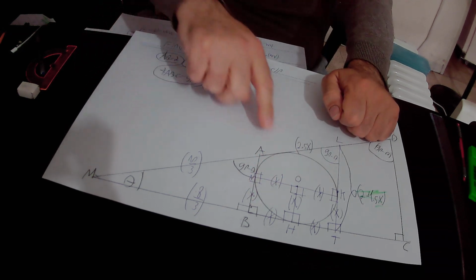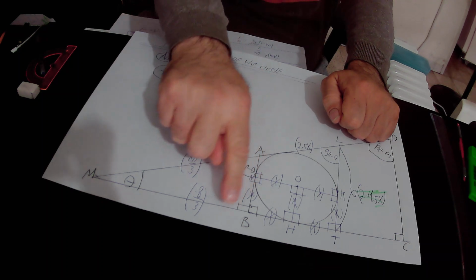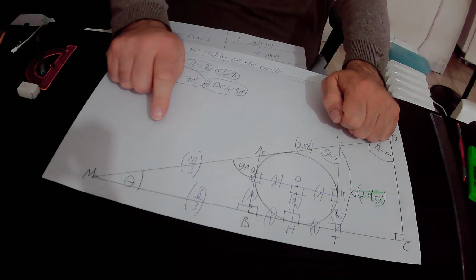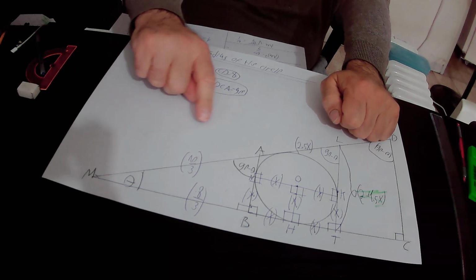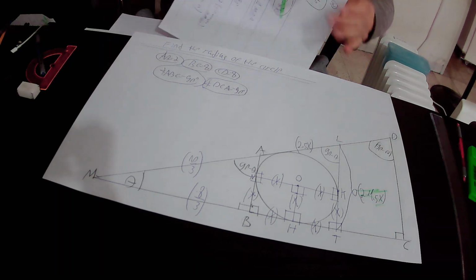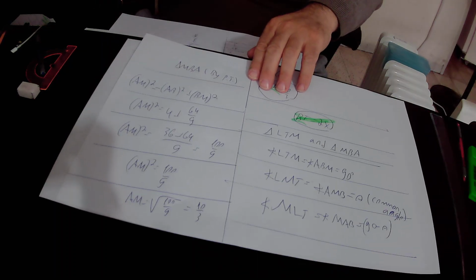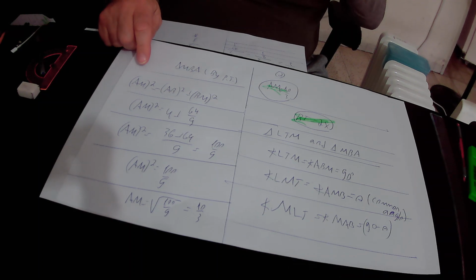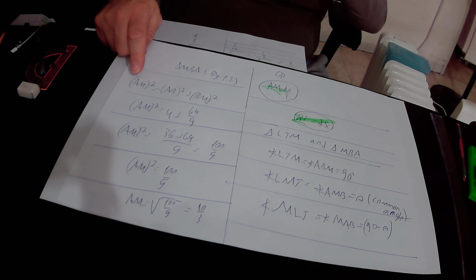Then we focused on the right triangle ABM and we implemented the Pythagorean theorem on this right triangle. According to the Pythagorean theorem in this right triangle, AM squared equals AB squared plus BM squared. I repeat again, in the right triangle MBA, according to the Pythagorean theorem, AM squared, that is the square of the hypotenuse, equals AB squared plus BM squared.